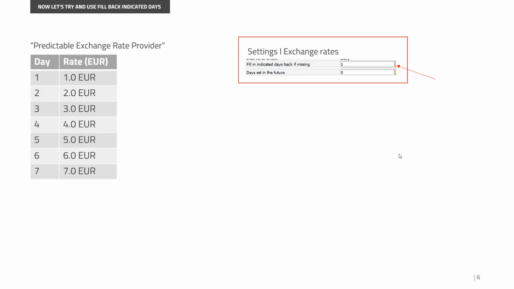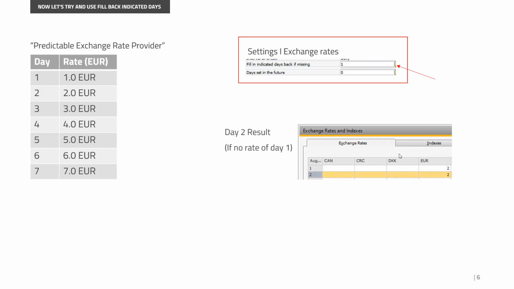Let's move on to fillback indicated days. So here I will start with day 2. Day 1 I will explain after I explain day 2, because then it's a bit easier to understand. So on day 2, it would take the rate of day 2 and correctly put it in here. And then it would fill back as many days that didn't have rates yet. So if day 1 didn't have any rates, it will also get a 2.